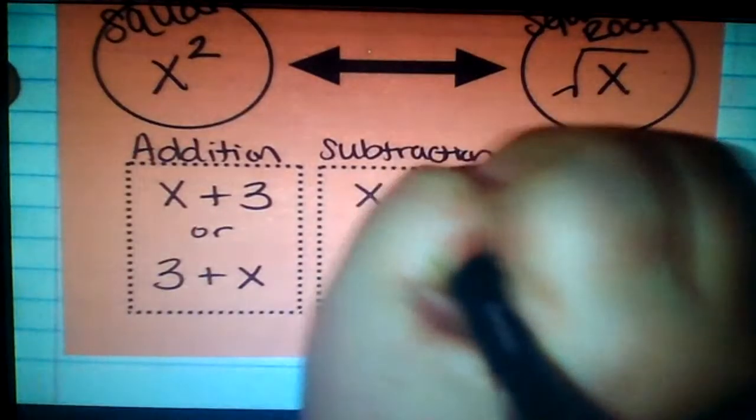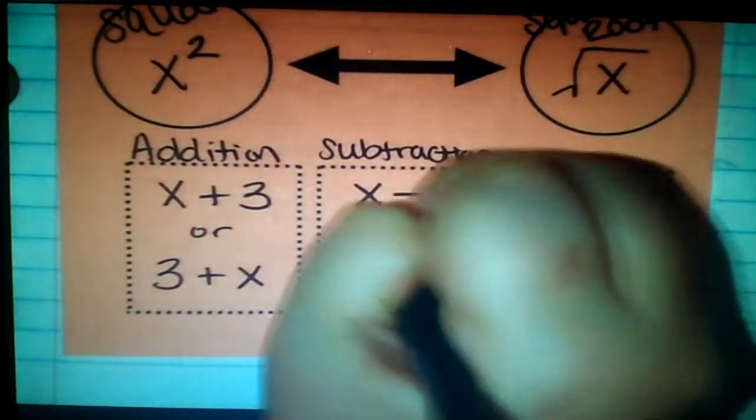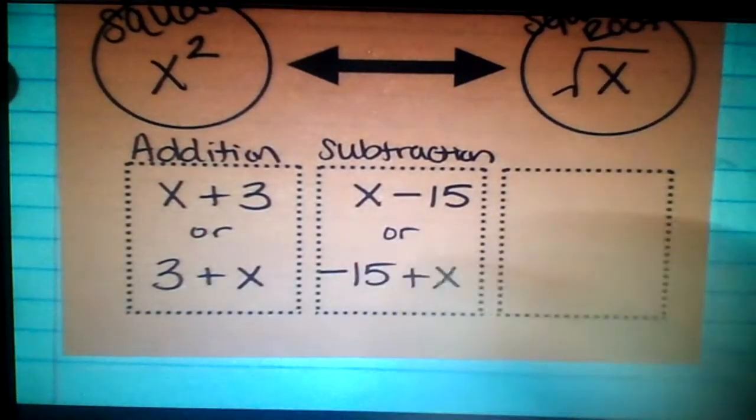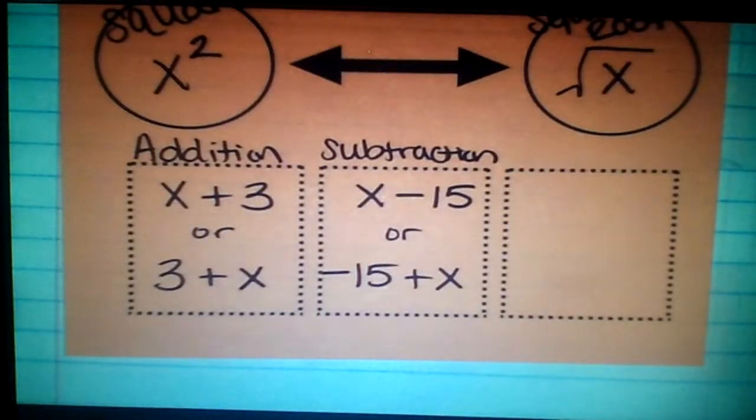Okay, so be careful because they can write it both ways. Subtraction can be written as x minus 15 or negative 15 plus x. Either way, your 15 is negative. So to undo it, you need to add 15. Okay, so this is where you're getting to that plus on both sides to get rid of them, okay?